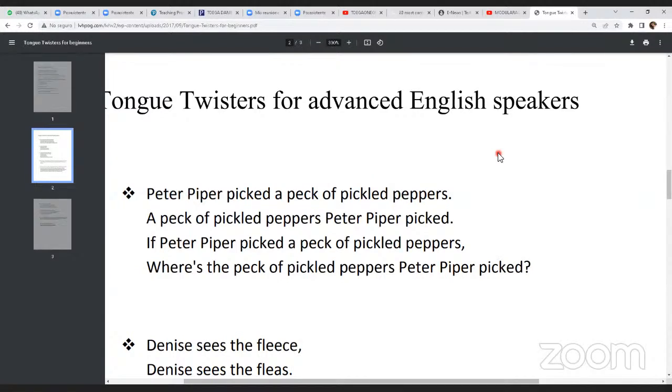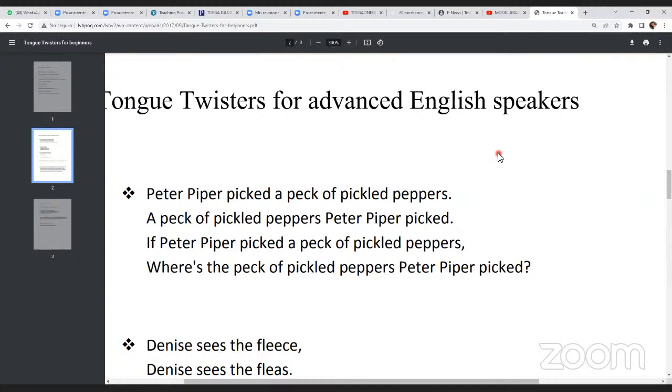Here I go. Peter Piper picked a peck of pickled peppers. A peck of pickled peppers Peter Piper picked. If Peter Piper picked a peck of pickled peppers, oh my goodness, sorry. I'm going to try one more time. Peter Piper picked a peck of pickled peppers. A peck of pickled peppers Peter Piper picked. If Peter Piper picked a peck of pickled peppers, where is the peck of pickled peppers Peter Piper picked? Oh my goodness, what's going on with me? So you have to do it at the same rhythm, right? I couldn't do it, so you can. Go ahead, please. Good luck.